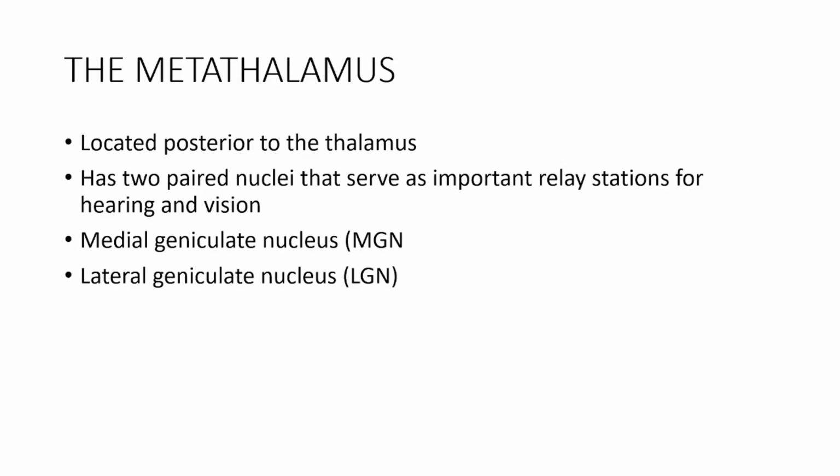So let's move to the metathalamus. We want to say that the metathalamus is located posterior to the thalamus. It has two paired nuclei that serve as an important relay station for both hearing and vision. Remember, we agreed that the medial geniculate nucleus is a relay station. The same thing with the lateral geniculate nucleus. They are all found at the metathalamus, and they are relay stations for hearing and for vision.